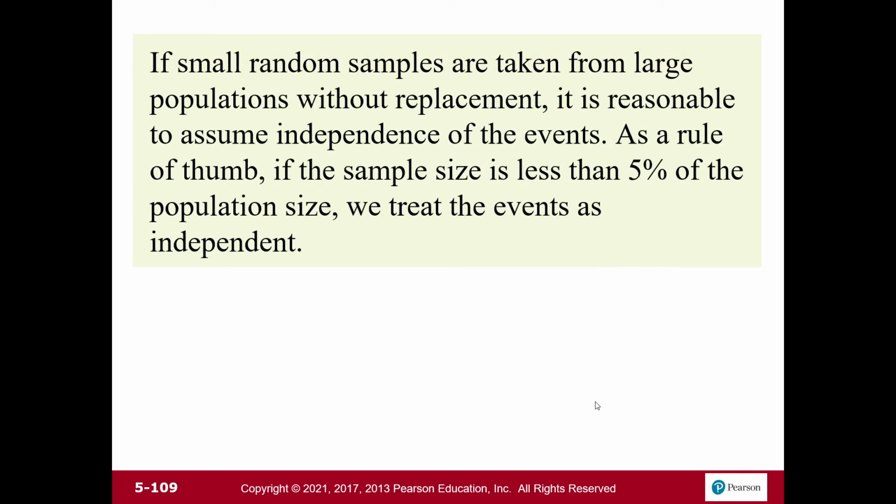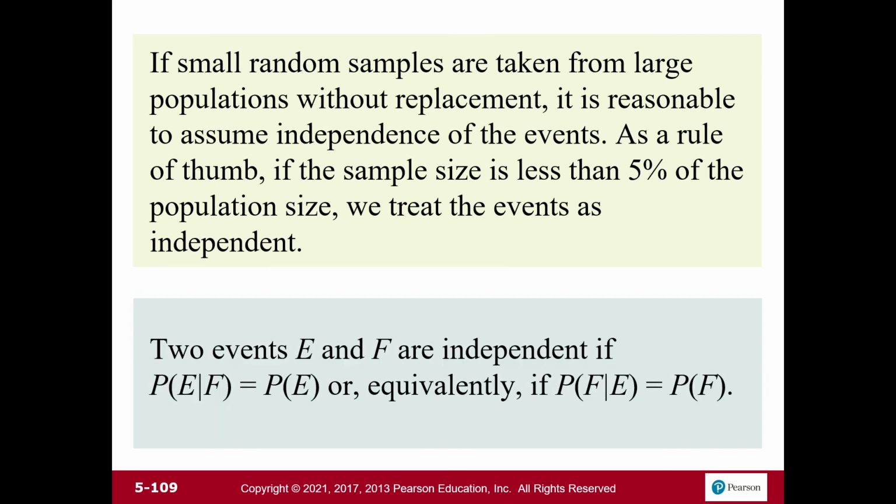Alright, so if small random samples are taken from large populations without replacement, it is reasonable to assume independence of the events. As a rule of thumb, if the sample size is less than 5% of the population size, we treat the events as independent. And then finally, two events E and F are independent if the probability of E given F, or equivalently, if the probability of F given E is equal to the probability of F.